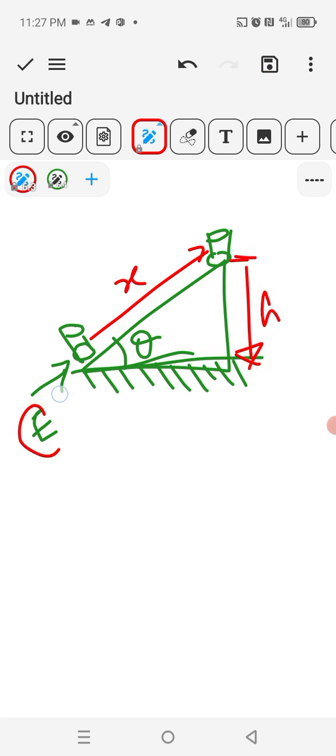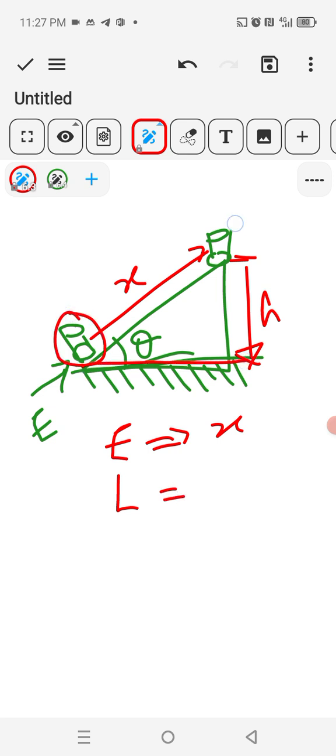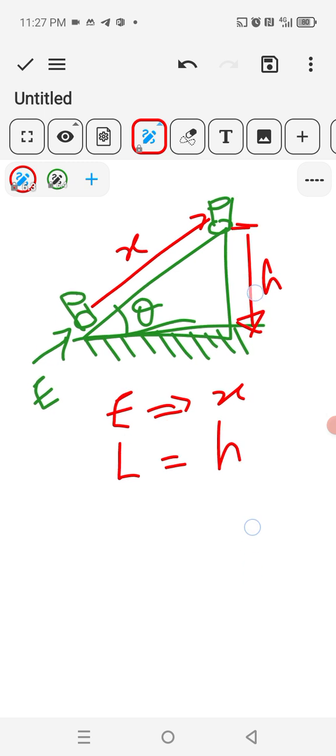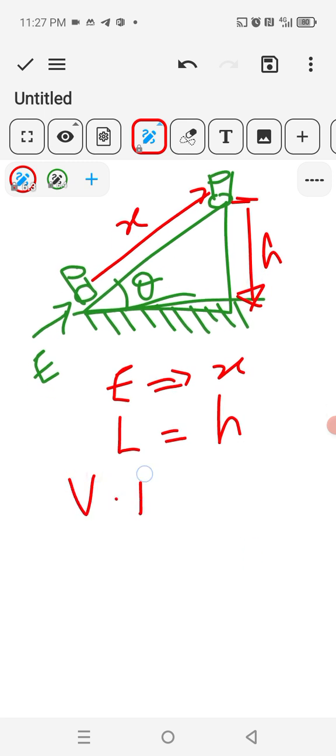So the effort moves through distance x, while the load moved through this height h, from the lower ground to here. That's height h. So what's the velocity ratio? Distance moved by effort over distance moved by load. Distance moved by effort is x, distance moved by load is h, so x over h. This is the velocity ratio of an inclined plane.